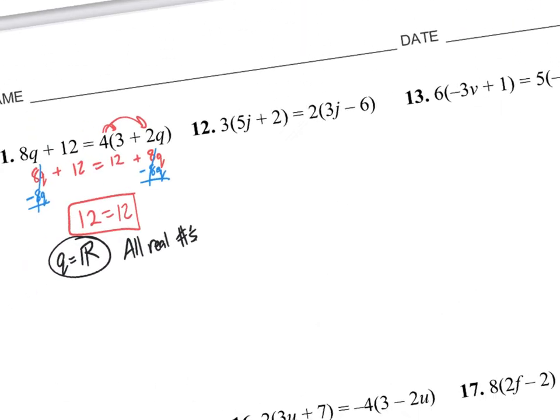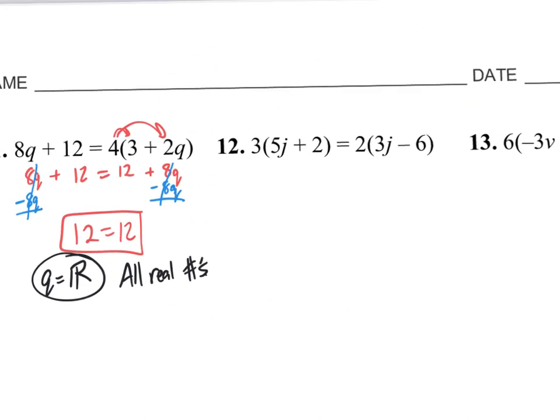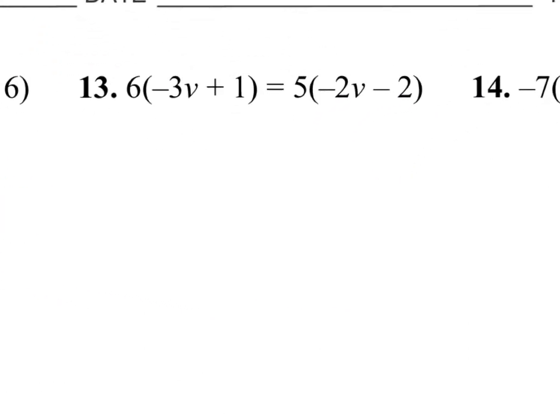And let me just review this. Again, when you end up with something that's always true, you say all real numbers or infinitely many solutions, whatever you want to say. If you end up with something that's impossible, like let's say the q's would have canceled and I end up with 12 equals 0, then you would say no solution because 12 does not equal 0. 12 will never equal 0. That's why you would say no solution. So when it's always true, say all real numbers. When it's never true, when it's impossible, you could say no solution.